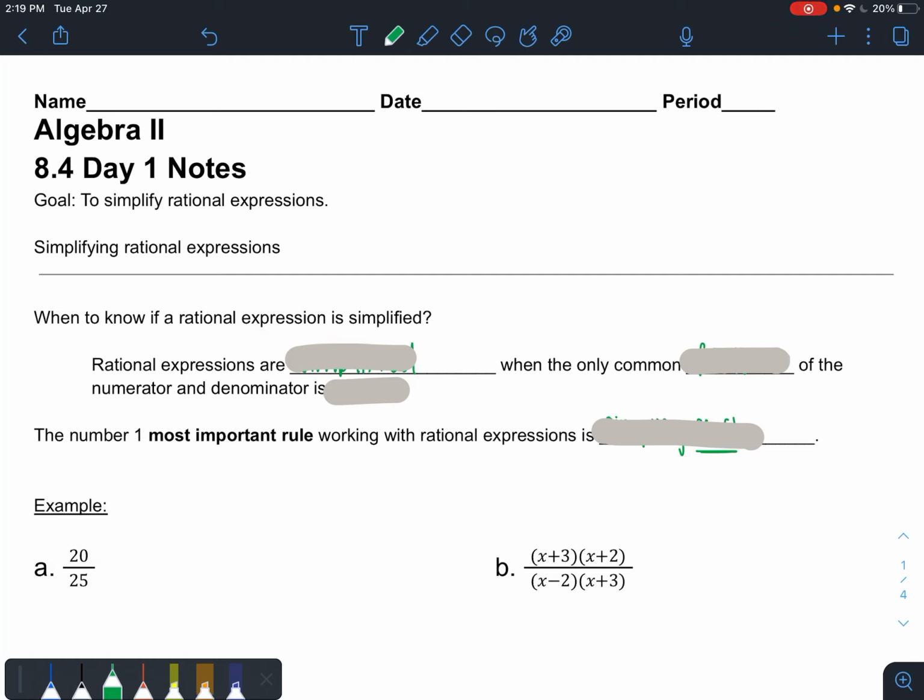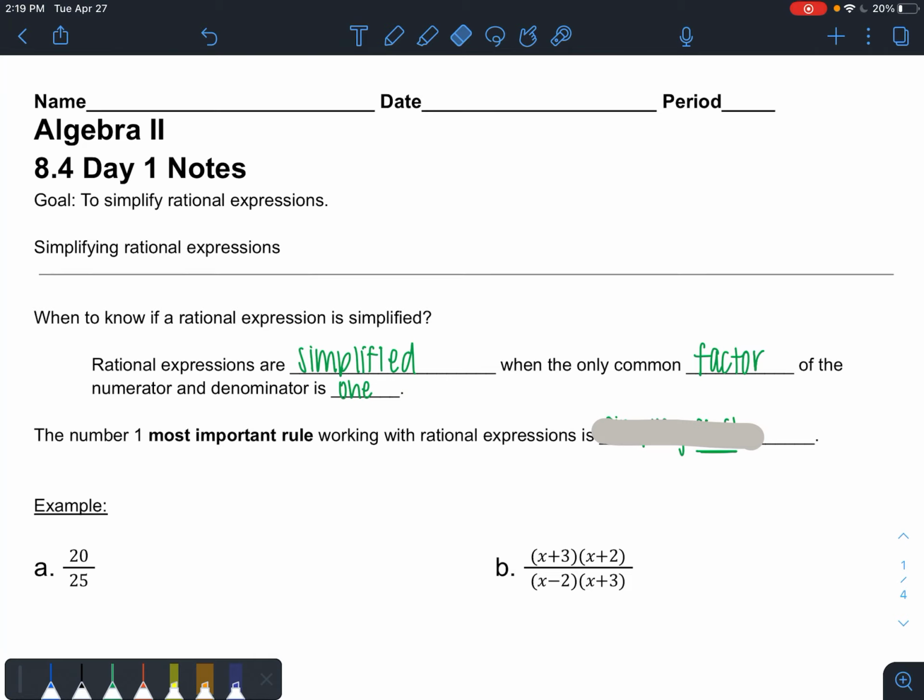Now this is a really important skill to have, so make sure you're taking some good notes today. So when do you know if a rational expression is simplified? Rational expressions are simplified when the only common factor of the numerator and the denominator is 1.